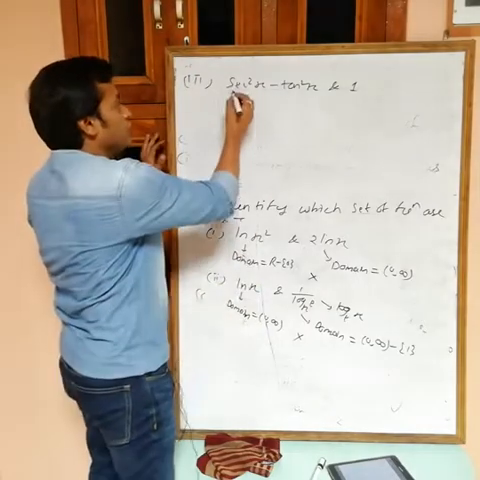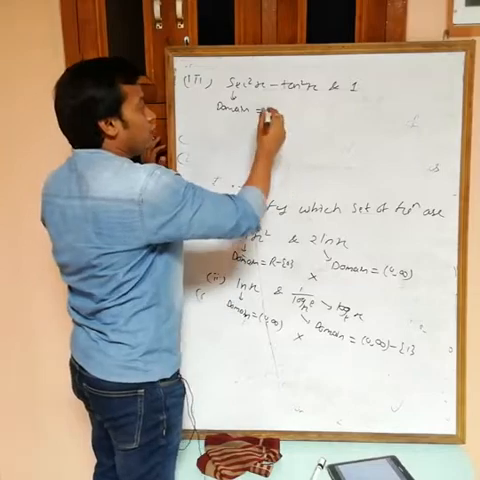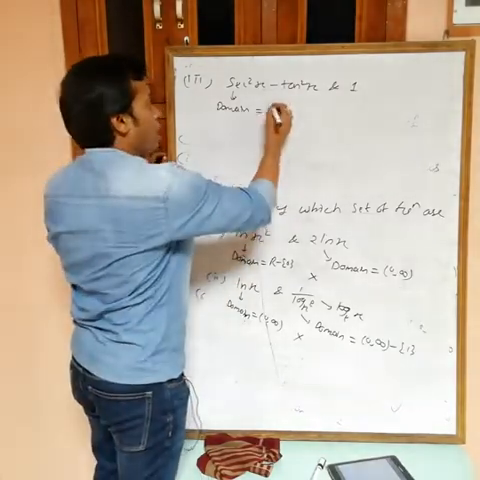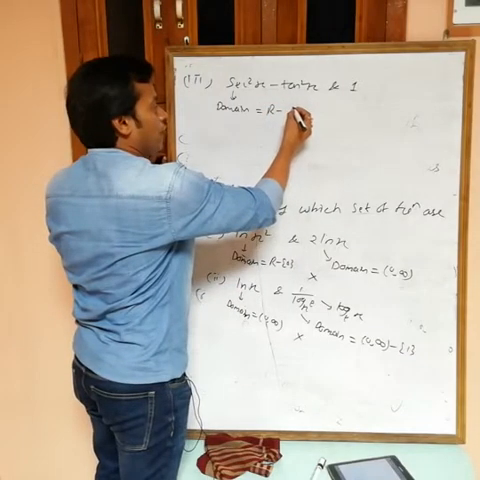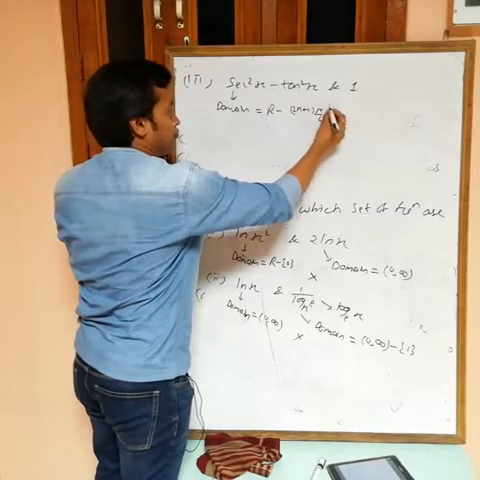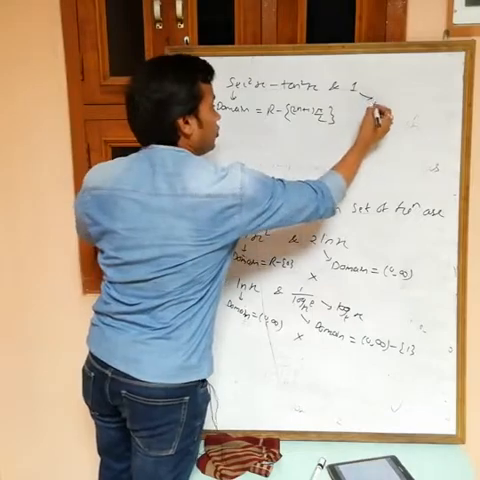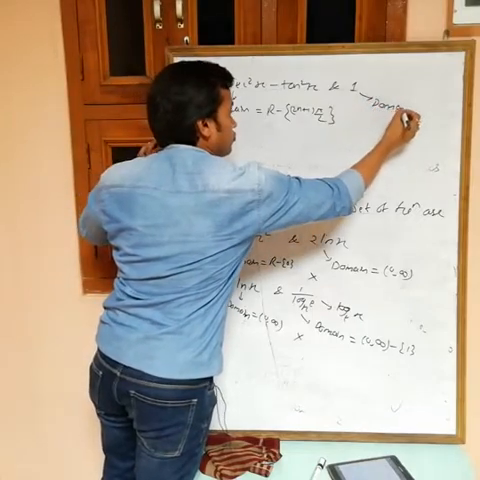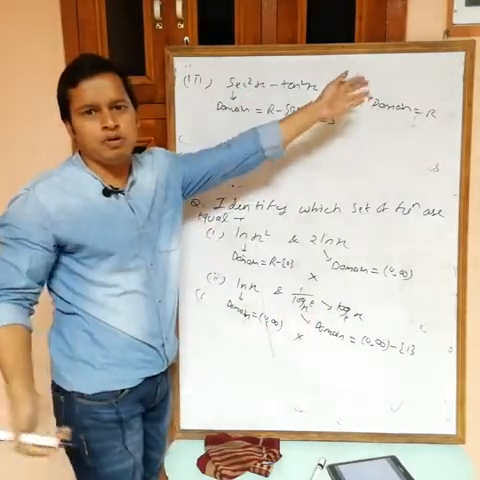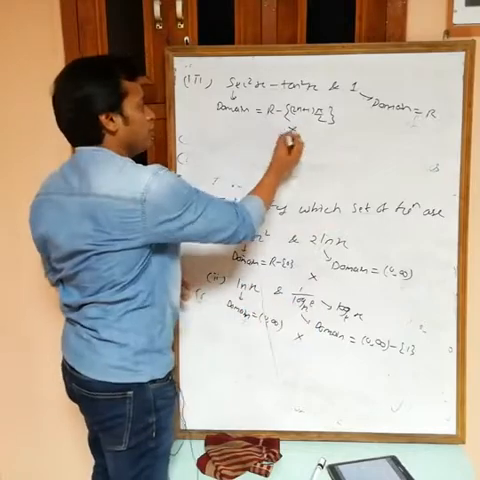Okay, for this one, the domain is R minus odd multiples of pi by 2, we can't take those. How can I write it? (2n plus 1) into pi by 2. And the domain for the other one is, in this one you can't put pi by 2, but here no problem, pi by 2, 2 pi, 3 pi, every time we are getting 1. So again they are not the same.